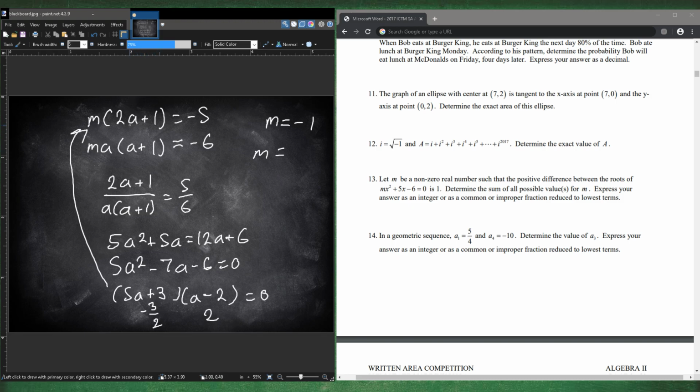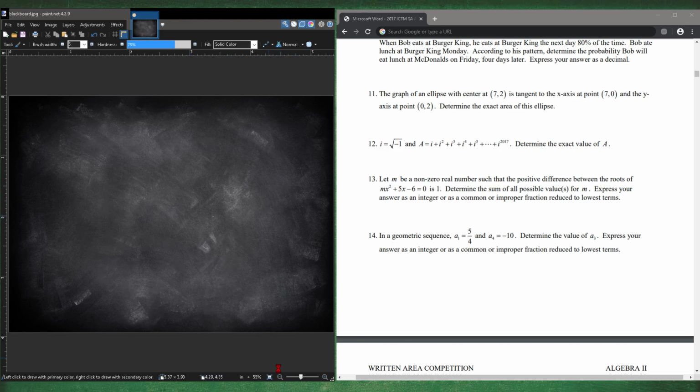Oh, sorry, this is negative 3 over 5. So for this one, negative 3 over 5 times 2 is negative 6 over 5, plus 1. 1 is just 5 over 5, so negative 6 over 5 plus 5 over 5 is negative 1 over 5. So then multiply both sides by negative 5, that's 25. So m equals 25. So that means the sum of all possible values is 25 plus negative 1, which is 24. And that is your answer for 13. Got it.